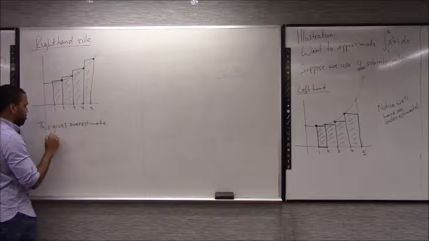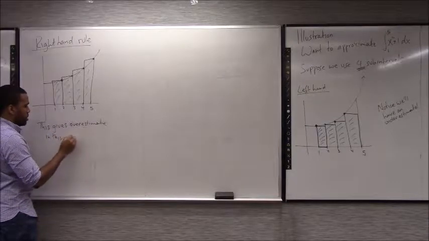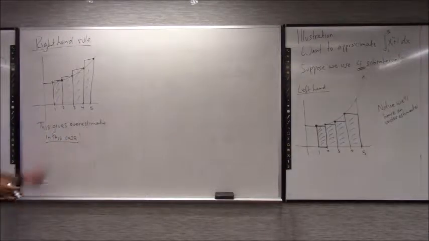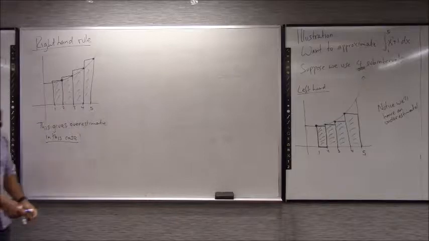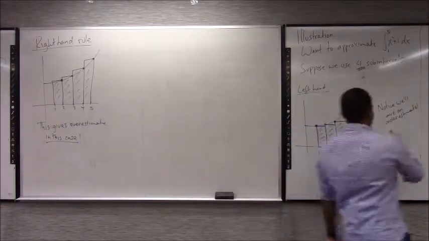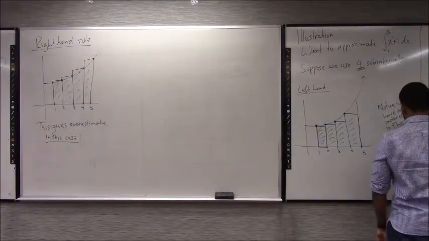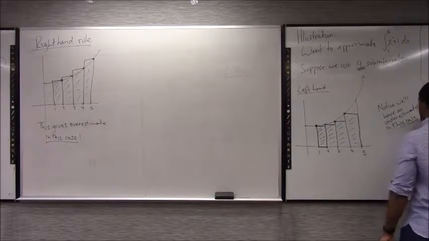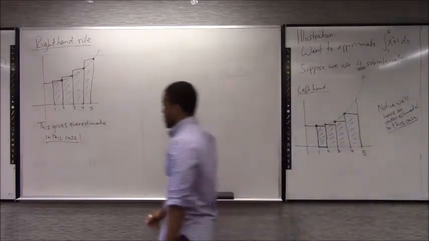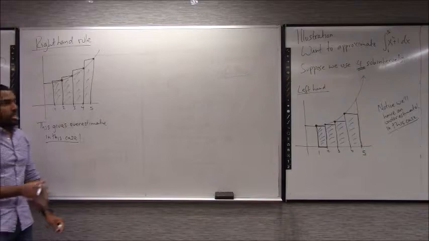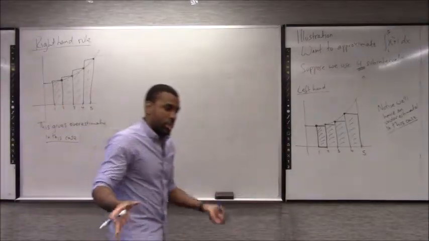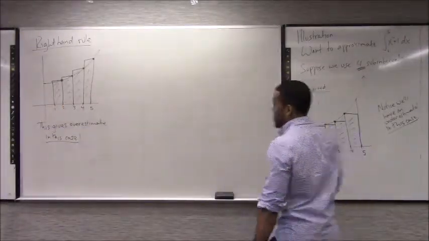in this case, which should be emphasized. The right-hand rule doesn't always give an overestimate. It gave one because this function is increasing. If my function was decreasing, it would give an underestimate. So it's another approximation. So you might want to come up with a scenario where you try to minimize the underestimation or the overestimation.